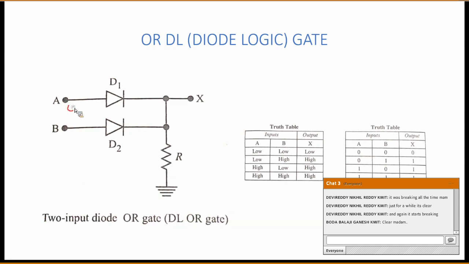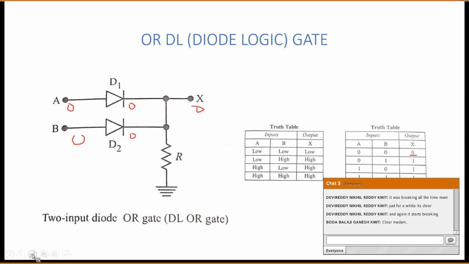If both the inputs are 0 and 0, then what happens? The anode is given 0 volts and the cathode is grounded, so we take it as 0 volts. So both are 0 volts, which means no bias, or it is treated as reverse bias. So what happens? The output is equal to 0. Same thing you can see here.